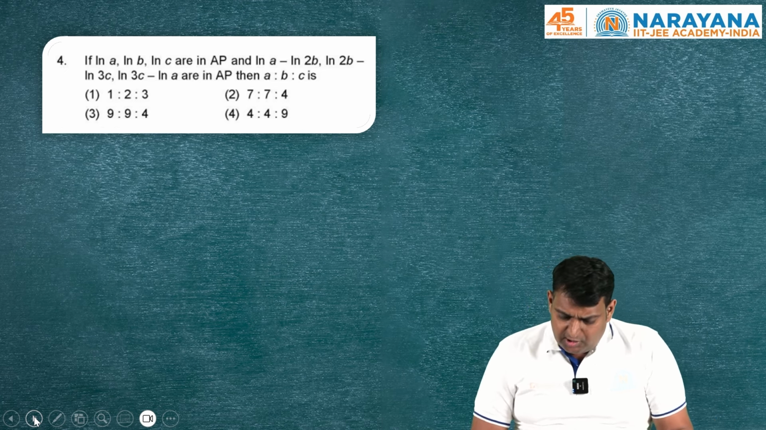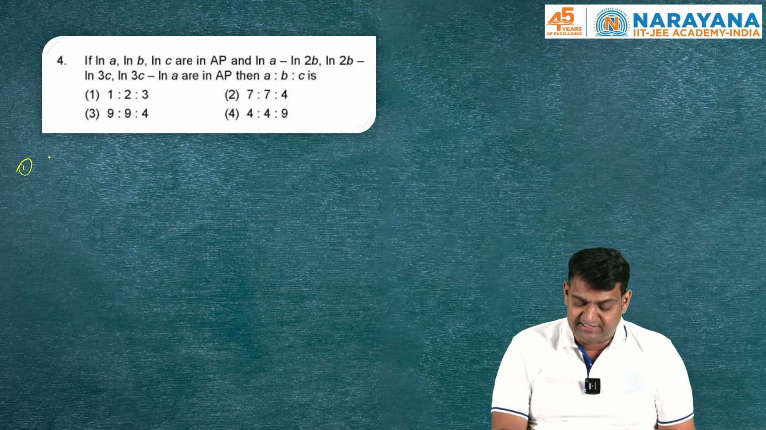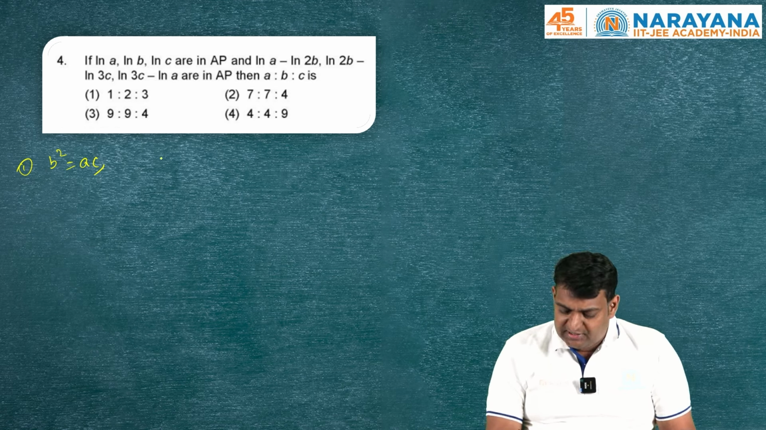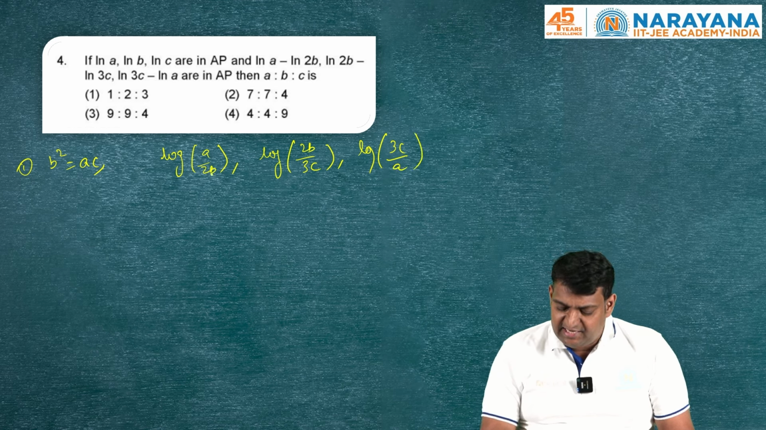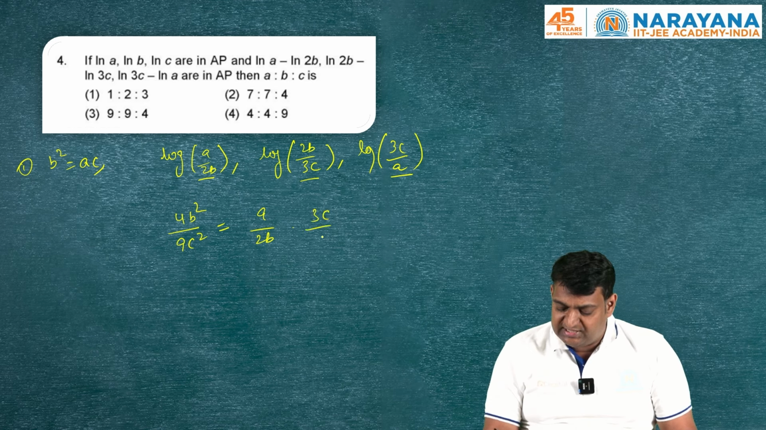Come on, he said that log A, log B, log C are in AP. You know that if log A, log B, log C are in AP, that means A, B, C are in GP. So the first condition we have is B square equals AC. Likewise, log A minus 2 log B means log of A by 2B, log of 2B by 3C and log of 3C by A. These 3 are in AP, meaning A by 2B, 2B by 3C, 3C by A are in GP. Apply the GP condition: 4B square by 9C square is equal to A by 2B into 3C by A.